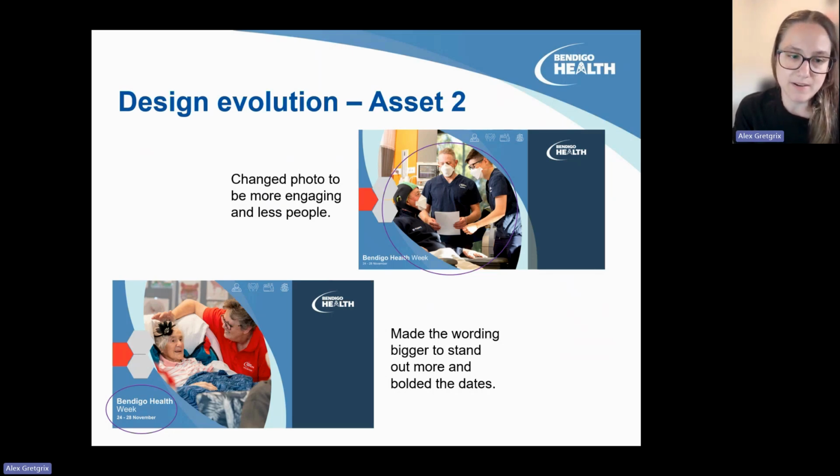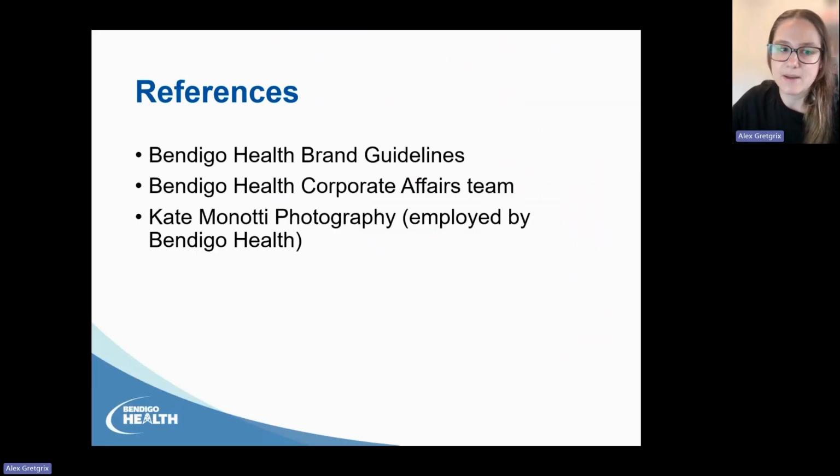And I also made the type for the Bendigo Health Week down the bottom bigger so it stood out a bit more, as well as bolded the date, because they were the two important parts of it. So yes, there we go. That was my design assets and my references.